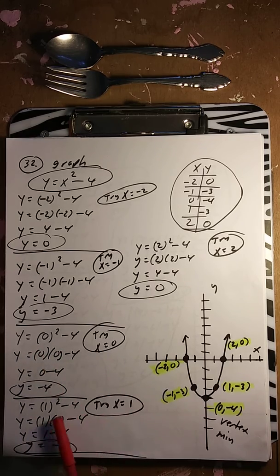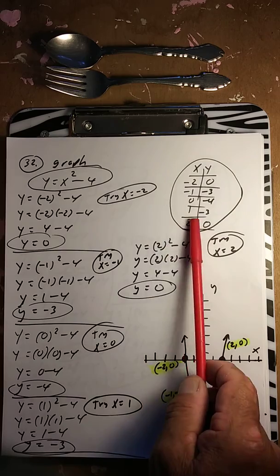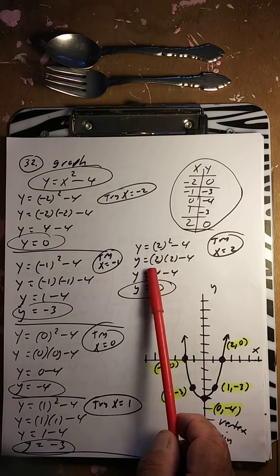Now let's try 1 in this formula here. 1 squared means 1 times 1 is 1. 1 minus 4, negative 3. And one more number, 2. 2 squared in there. 2 times 2 is 4. 4 minus 4 is 0.